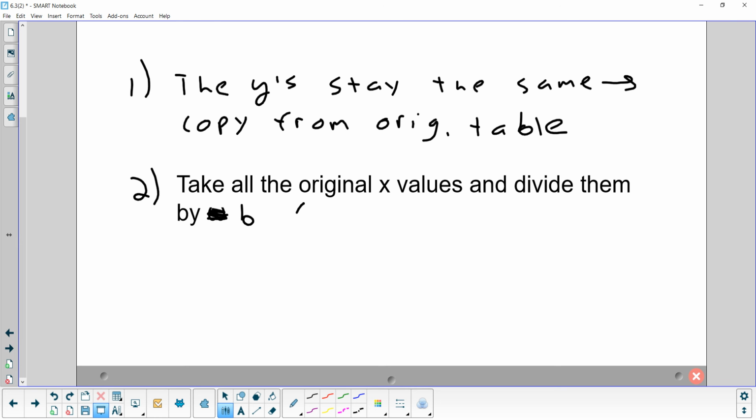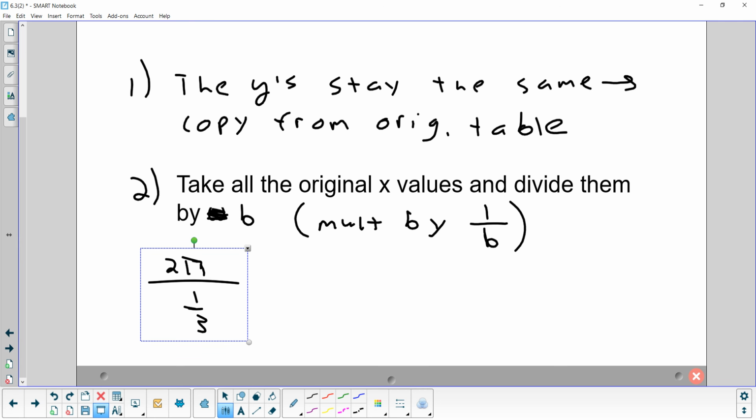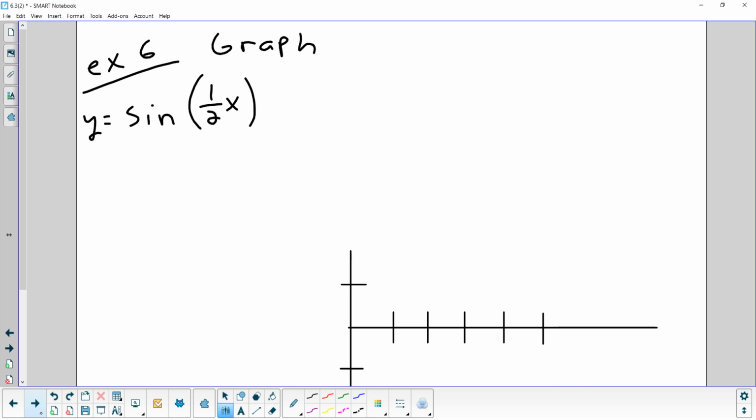Or, if you don't want to think of it that way, instead of dividing by b, what could you multiply by instead? Yep. 1 over b. If you don't want to think of dividing by b, think of multiplying by the reciprocal, 1 over b. I tend to think of it this way when I have a problem like this. Instead of taking a point and dividing by a fraction, I'll think of it as multiplying by the reciprocal. Okay, it makes it easier so we don't have fractions over fractions. All right, so let's look at this one.